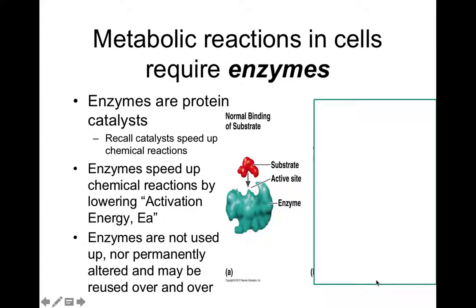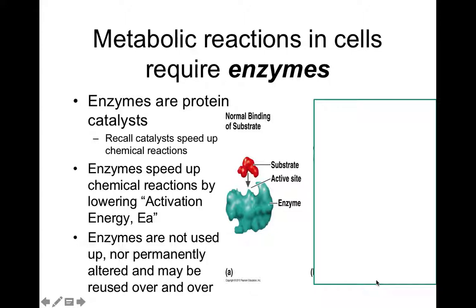Okay, there we go. All right, folks, so we're talking about metabolism, all the chemical reactions that occur within cells. And within cells, we require organic catalysts. And you remember from chemistry, catalysts are things that speed up chemical reactions without being permanently altered nor being used up, so they can help increase multiple chemical reactions per second.